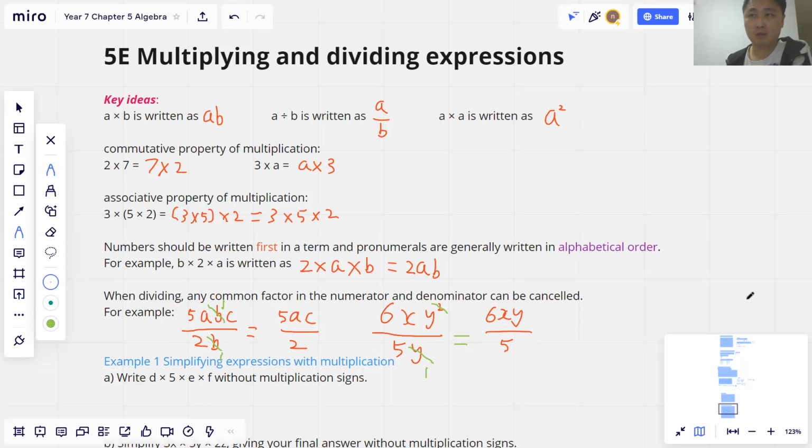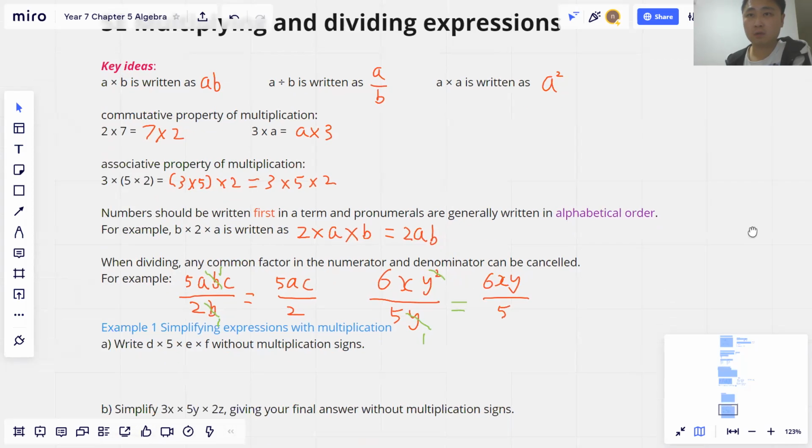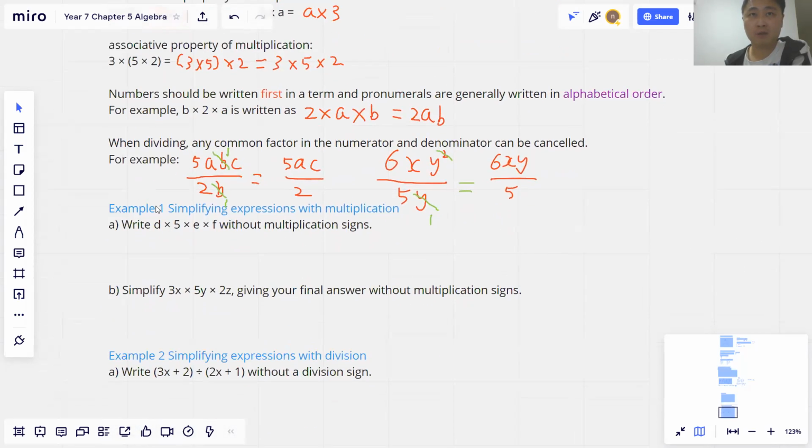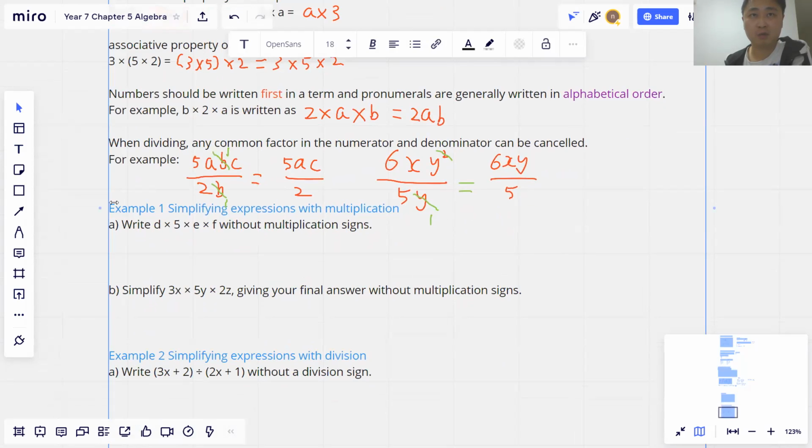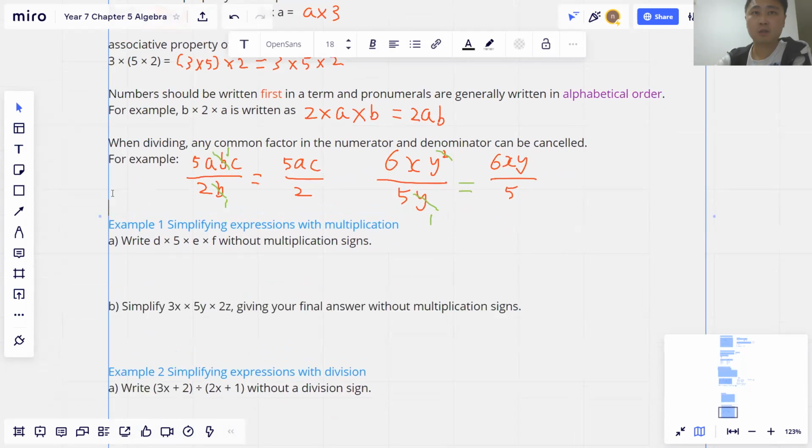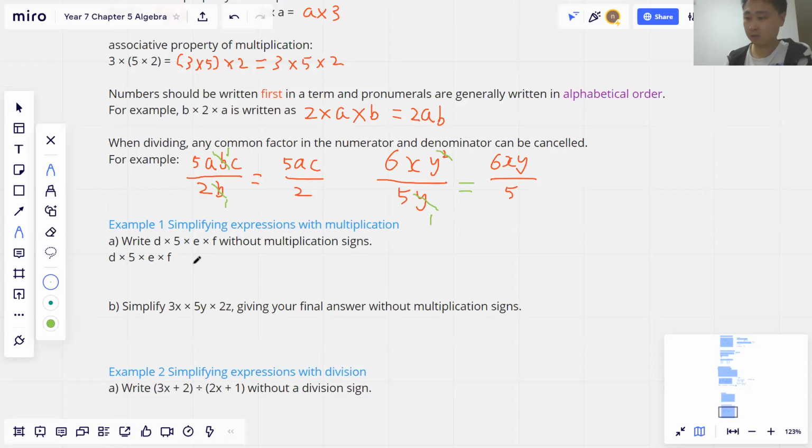Okay, so let's continue. We have the first example. Let me put the example questions a little bit lower. For the first example question, we want to simplify expressions with multiplication. We have b times by 5 times by e times by f. I quickly copy this one here, and then I write the equals.